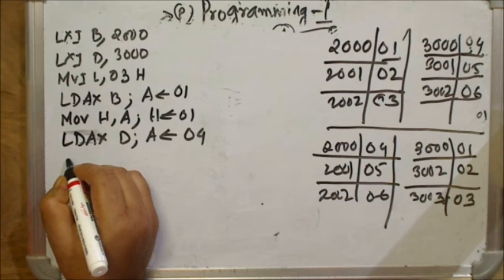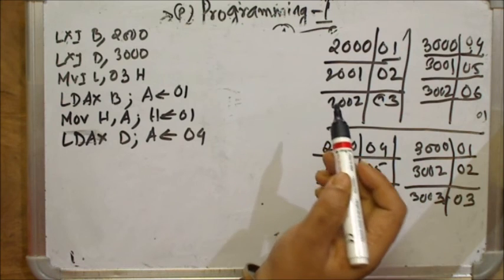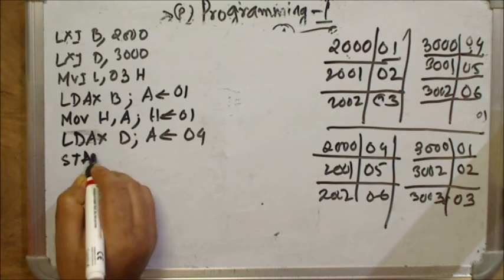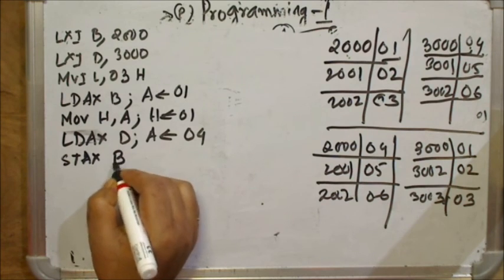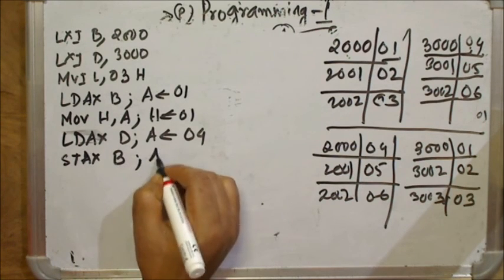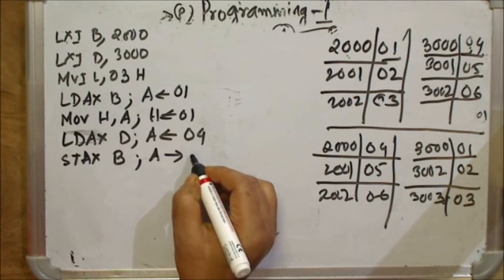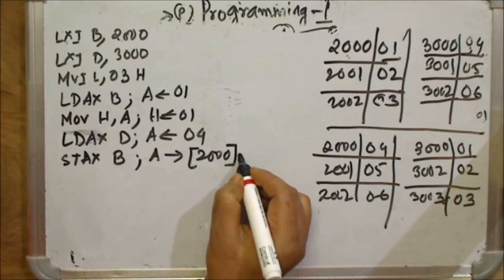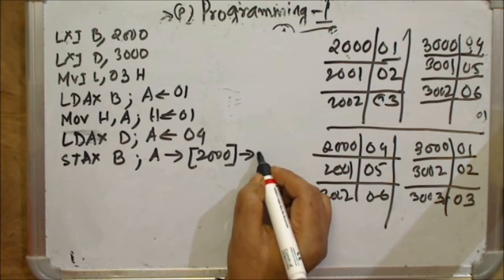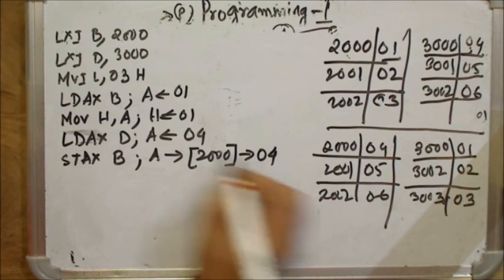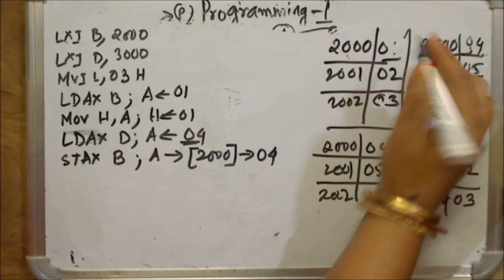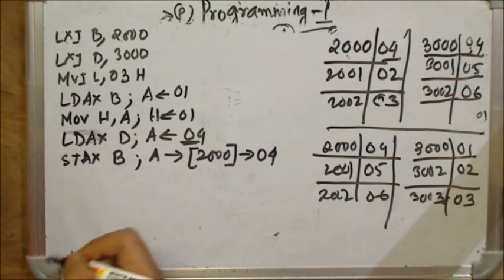Then take the data from A, that is store the data from A into the memory location pointed by BC pair. Which is the memory location pointed by BC pair? 2000. So STAX B. So A will be stored into the memory location pointed by BC pair, that is at 2000. A is 04, so 04 will get stored in 2000. So this will be overwritten by 04.